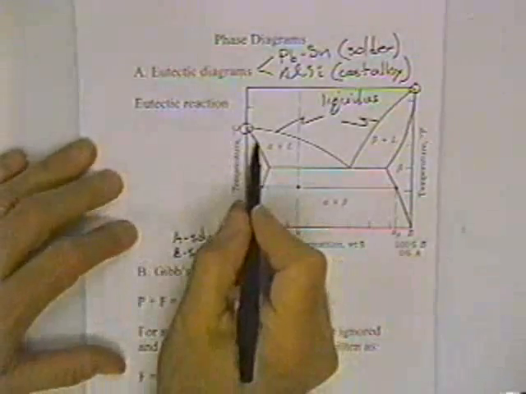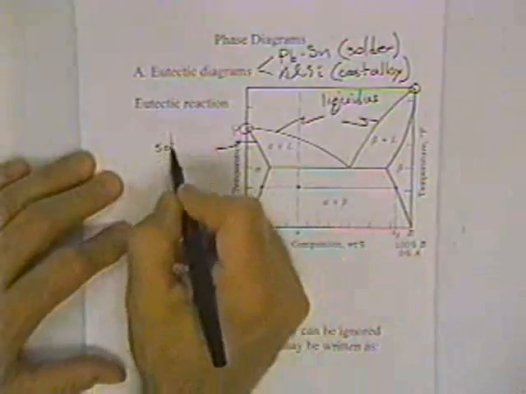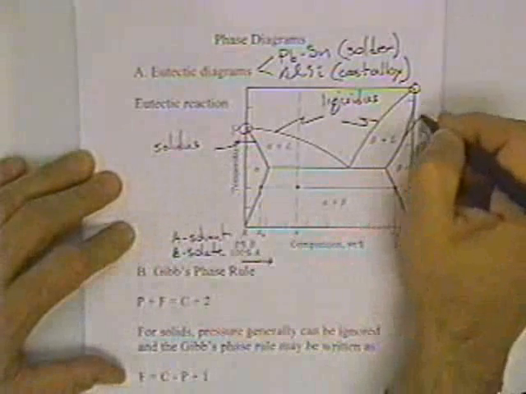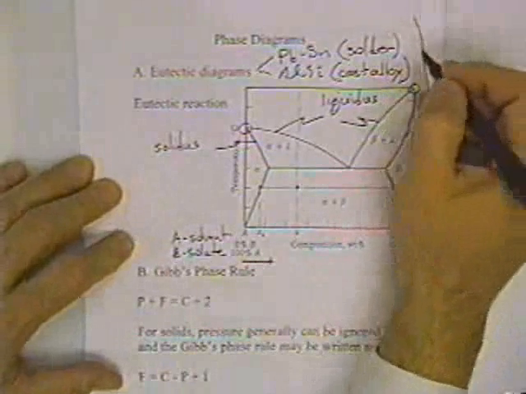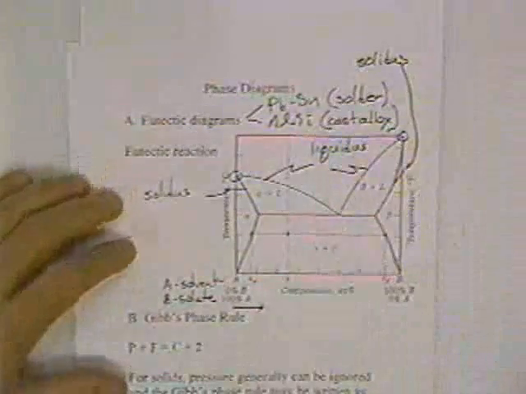Now there's a second phase boundary down here, and that phase boundary is called the solidus. Almost off the page, sorry. That would be called the solidus.